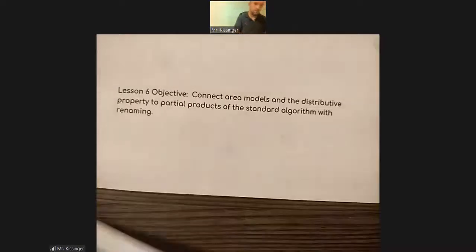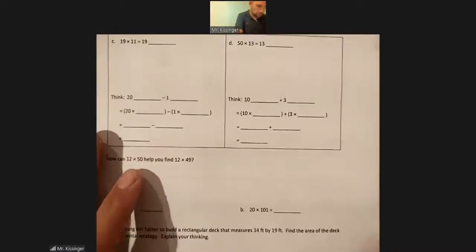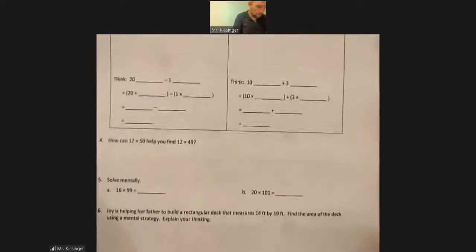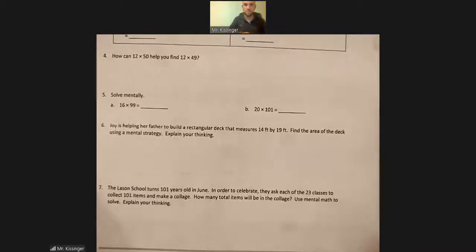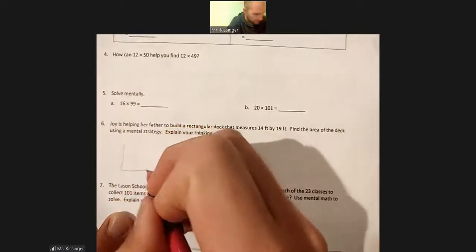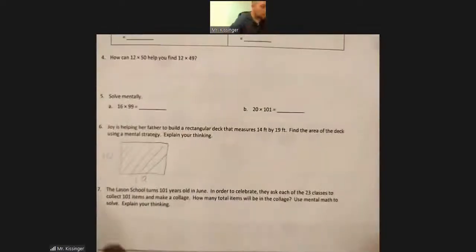All right, so let's flip to the back here. This says, let's do a word problem. So we'll look at number 6 here. It says, Joy is helping her father to build a rectangular deck that measures 14 feet by 19 feet. Find the area of the deck using a mental strategy. Explain your thinking. So first thing I always do with a word problem like this is I'm going to draw the deck just to give myself a visual. And we have 14 feet by 19 feet. Here's Joy's deck.